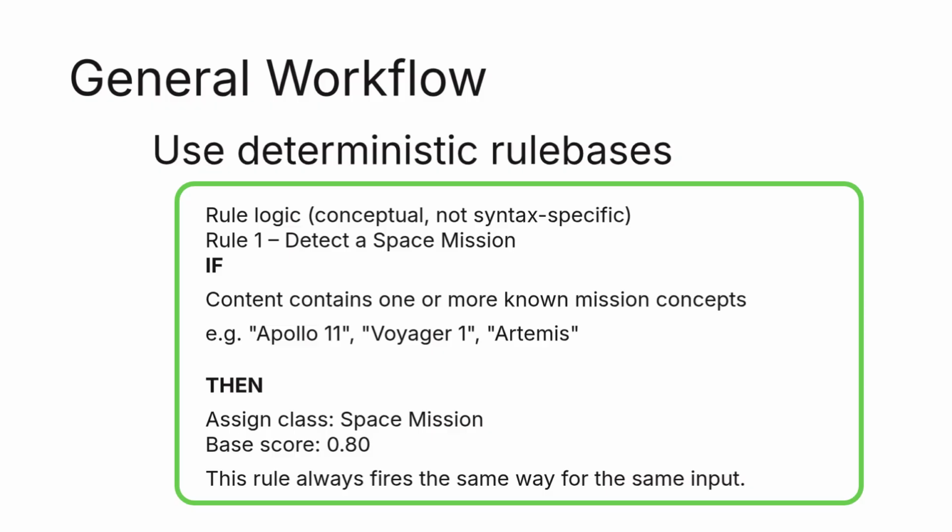Here's an example of a rule to detect a space mission. It starts with the if test, and if the result returns as true, then the rule assigns a class and base score.